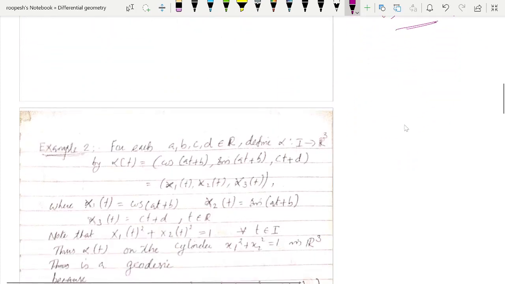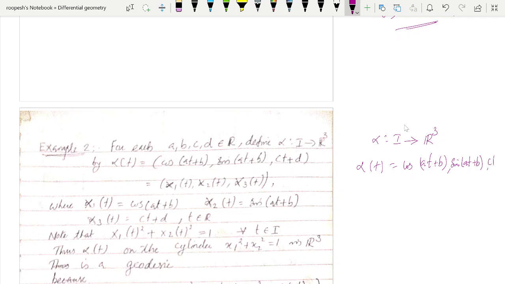So here is the first example. For each a, b, c, d belonging to R, define alpha from I to R3, in three-dimensional space, by alpha of t equal to cos at plus b, comma sin at plus b, comma ct plus d. Okay, so like this we have defined alpha. Now we want to show that alpha double dot of t, the acceleration, is a multiple of normal.